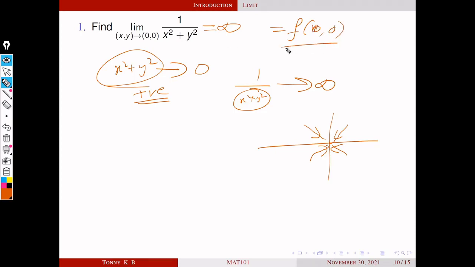But what about this f of (0, 0)? f of (0, 0) means 1 by 0 square plus 0 square, right? This is equal to 1 by 0. What about 1 by 0? It doesn't exist. So here the limit is infinite, but f of (0, 0) doesn't exist, so you can't equate them. Okay, so here the limit is infinite, but it is not equal to f of (0, 0). So it is not continuous at (0, 0).